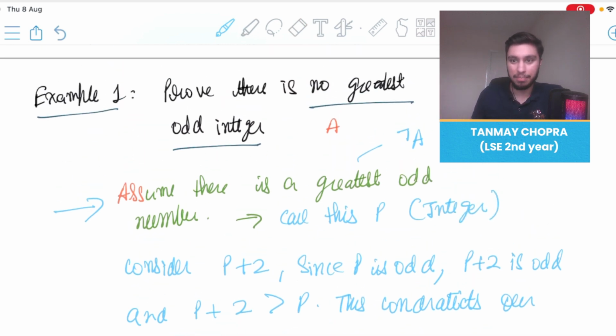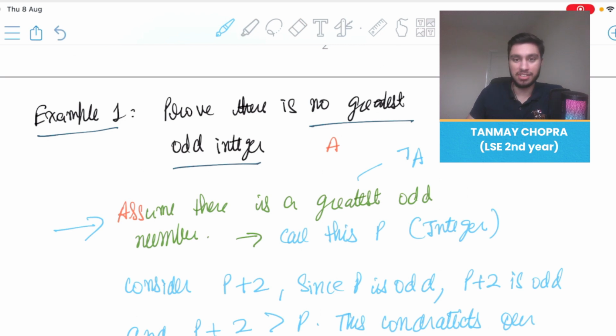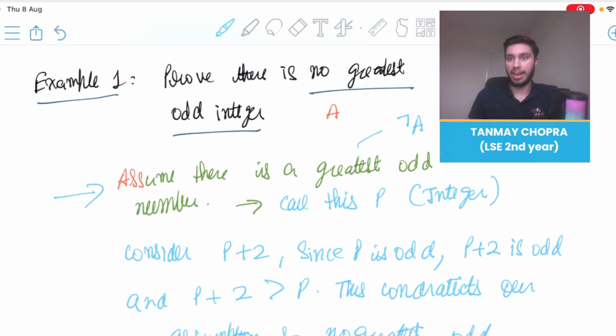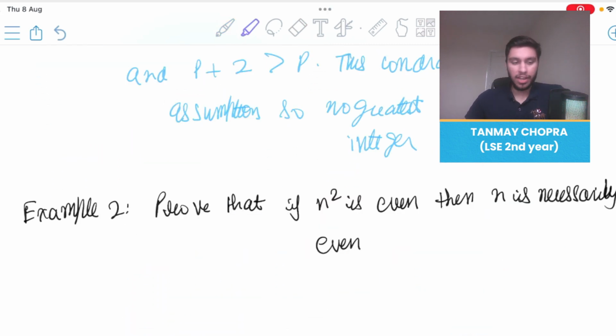So this initial statement must have been false. There should not have been a greatest odd number. Yeah, and we achieved what we wanted. Okay, so now we have the second example. Prove that if n squared is even, then n is necessarily even.